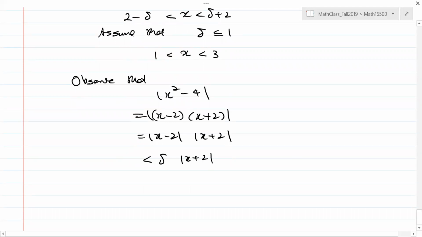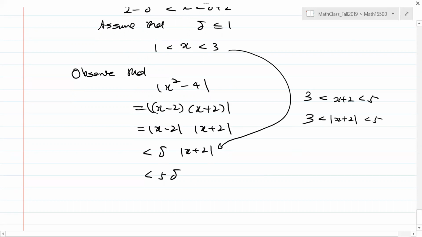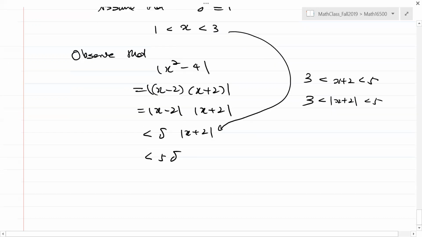What is absolute value x plus 2? Well, you look at this. x is between 1 and 3, so x plus 2 is between 3 and 5. So the absolute value of x plus 2 is less than 5, greater than 3. So it's less than 5 delta. Great, that's how we get rid of x here. All right, so this is here by assumption.